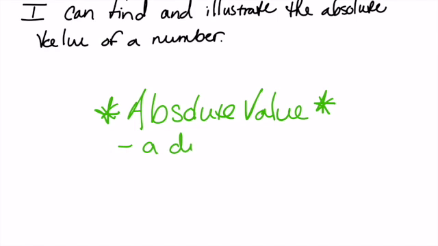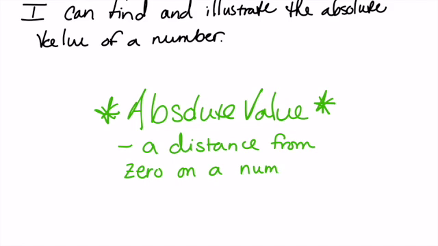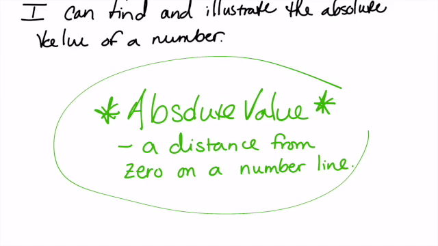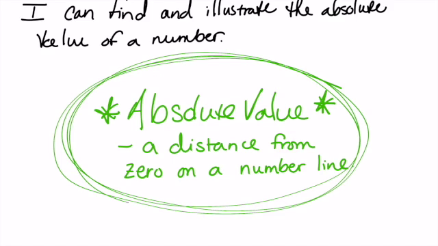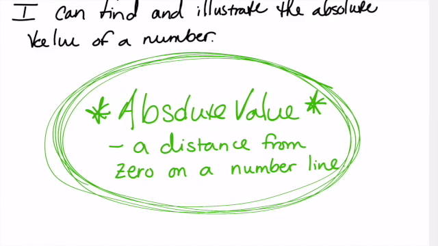A distance from 0 on a number line. Okay, a distance from 0 on a number line. That is absolute value. That is huge that you remember this definition. Absolute value is a distance from 0 on a number line. All right, let's jump in with an example.